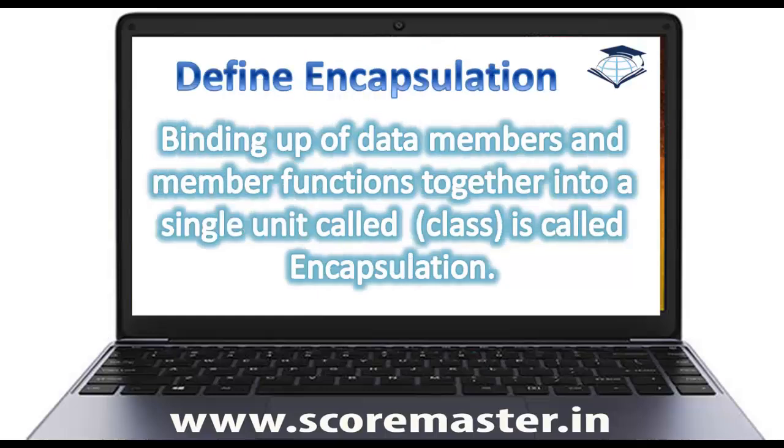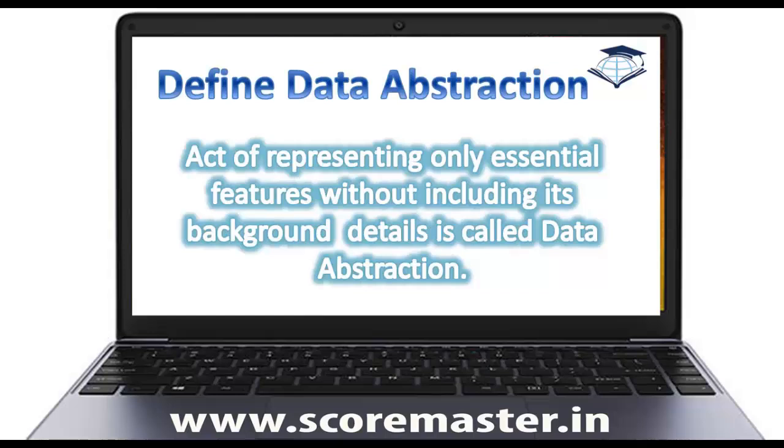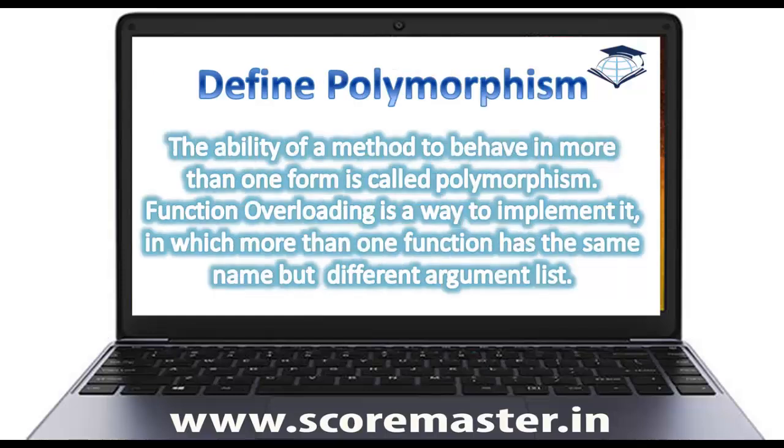Define encapsulation. Binding up of data members and member functions together into a single unit called class is called encapsulation. Define data abstraction. Act of representing only essential features without including its background details is called data abstraction. Define polymorphism. The ability of a method to behave in more than one form is called polymorphism.